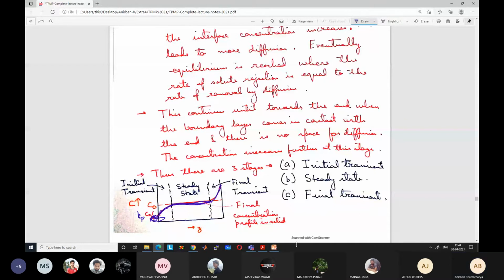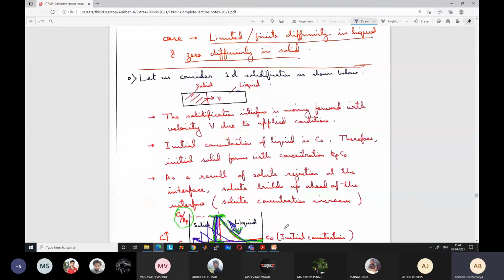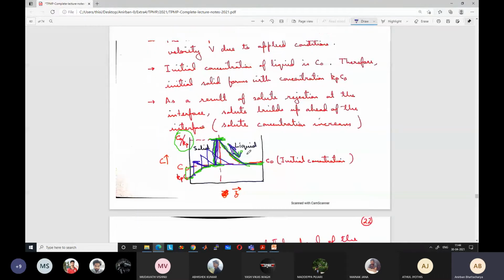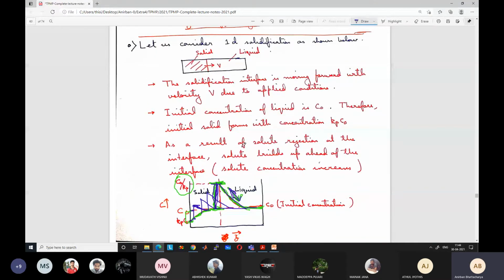Okay. So all of what I have discussed is written here. You can go through this later on. I will just read it once. The solidification interface is moving forward with velocity v due to applied conditions. Initial concentration of liquid is C0. Therefore, the initial solid forms with concentration KpC0.